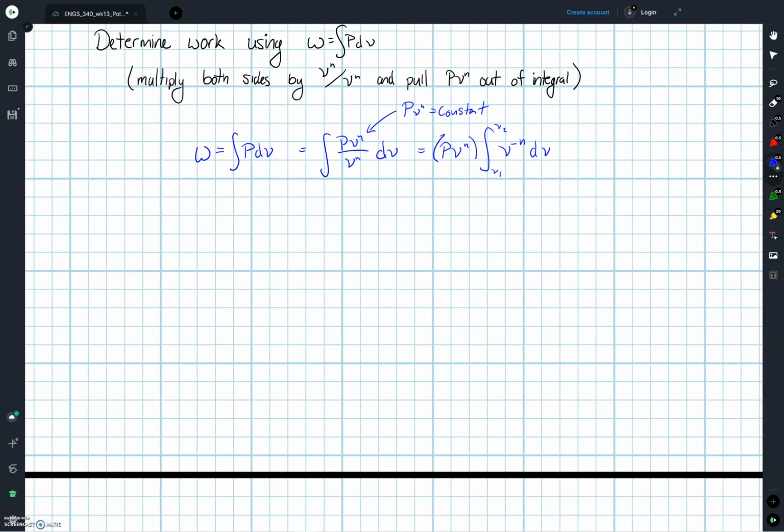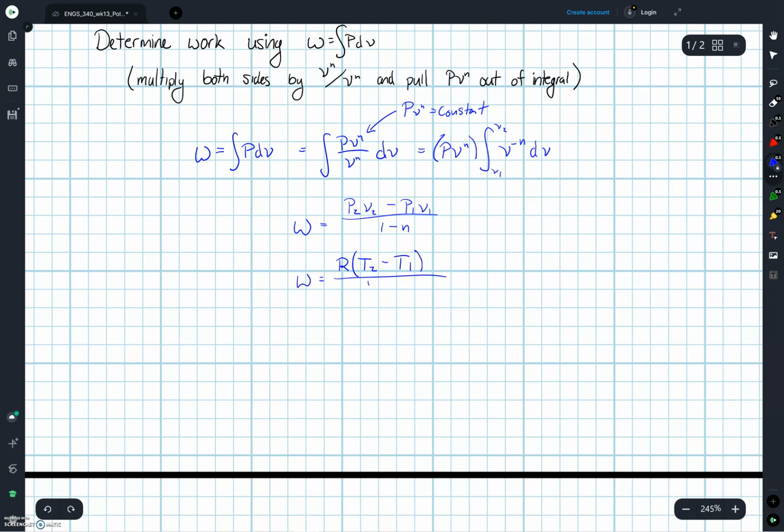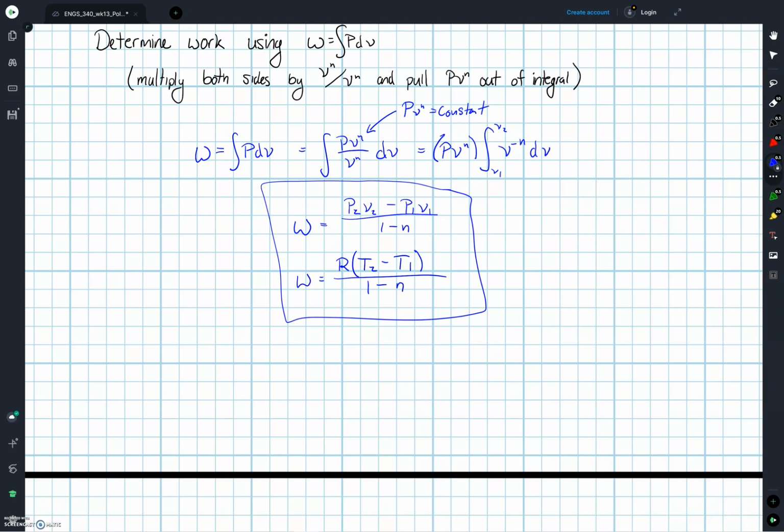We solved this before, so I won't go into the details, but we can just write the answer. So then the work from 1 to 2 is P2 V2 minus P1 V1 all over 1 minus N. We could also rewrite this, since PV equals RT, as R times T2 minus T1 all over 1 minus N. So the same essential equations that we got for adiabatic reversible processes, now we get for these processes that we call polytropic.